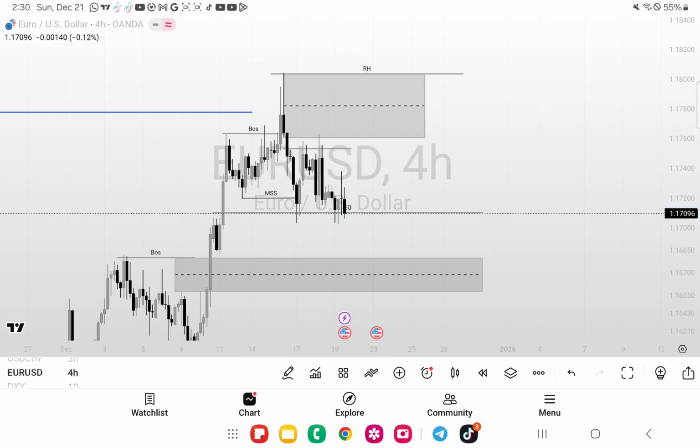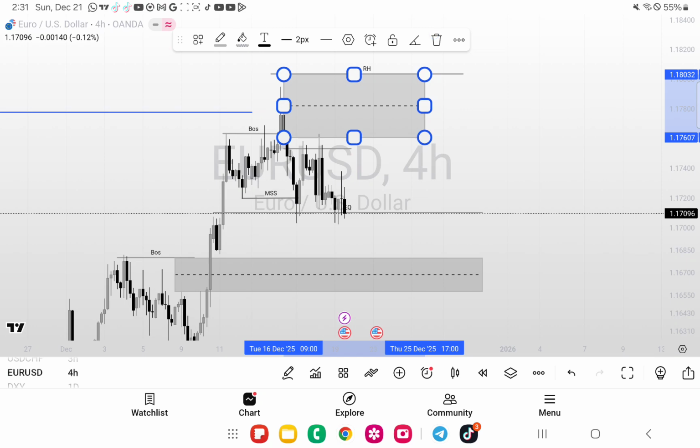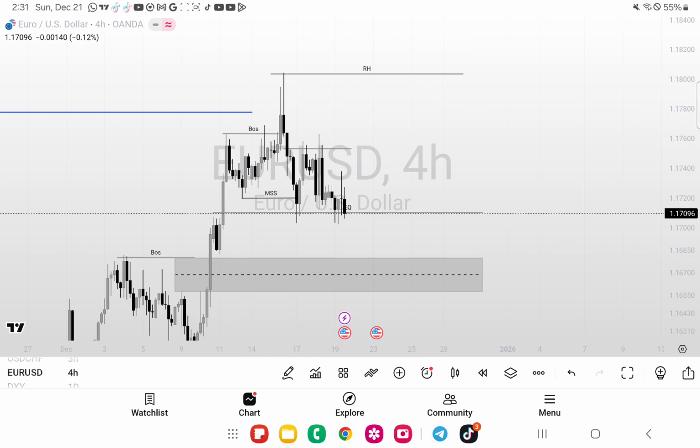So this is the range that we have on the 4 hour time frame. As you can see, we had already our price tap into the weekly key level and we have a market structure shift on the 4 hour time frame. That is what we can see on the 4 hour time frame.